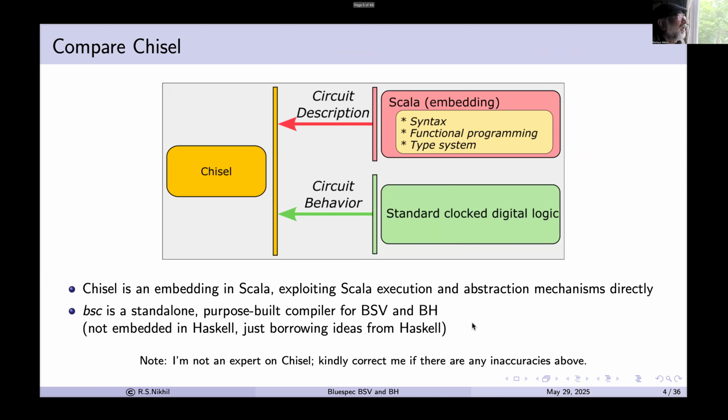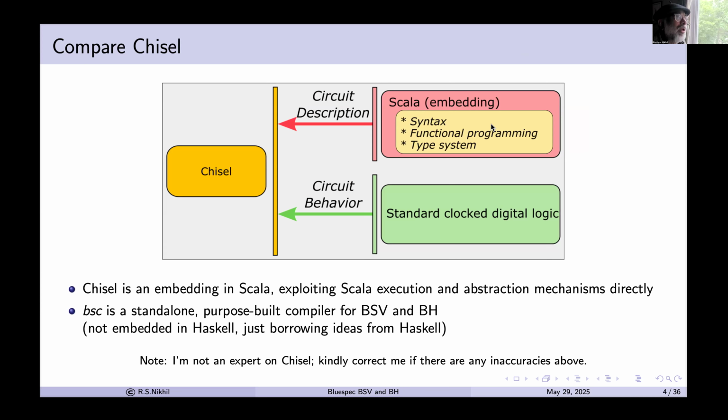Okay, so let me just quickly compare at a 30,000 foot level what is different in what I just described compared to how Chisel works. And again, I'm not an expert on Chisel. You folks are experts on Chisel, so if I say something wrong, please feel free to correct me on that.